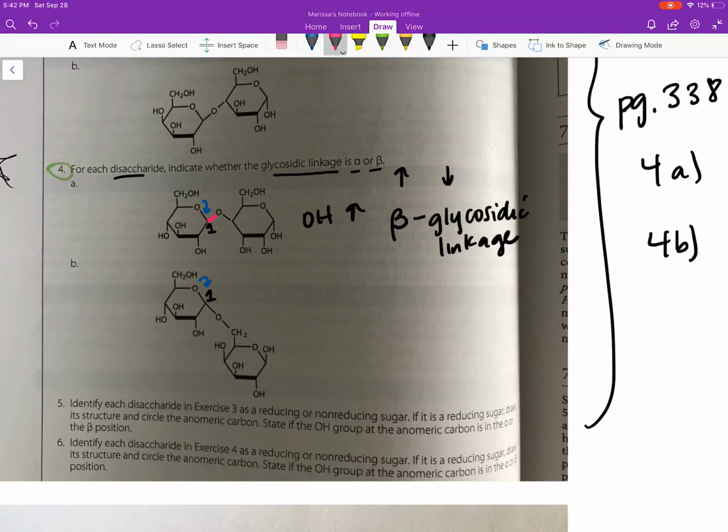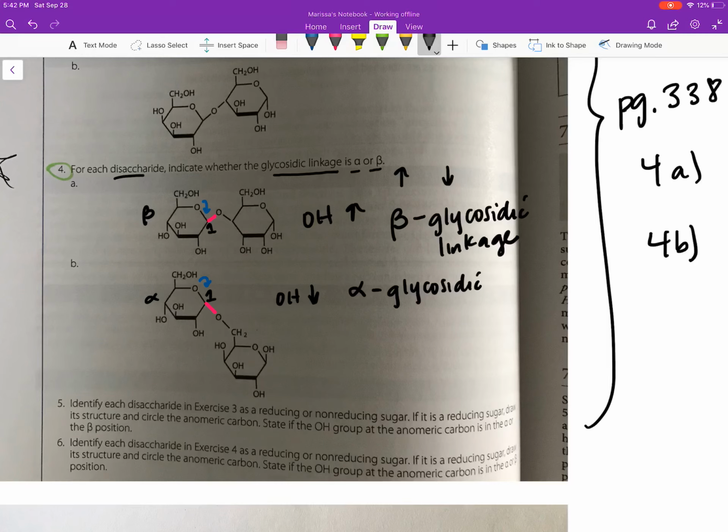So if I look at the next one, I've already identified my anomeric carbon. I'm going to highlight the bond that I'm looking at, and then what do you guys think? I can't hear you say the answer, but it's obvious to me here that the bond is pointing down towards the floor and not up towards the ceiling like the last one was. So this means that the OH was pointing down, making that an alpha anomer, making this an alpha glycosidic linkage.